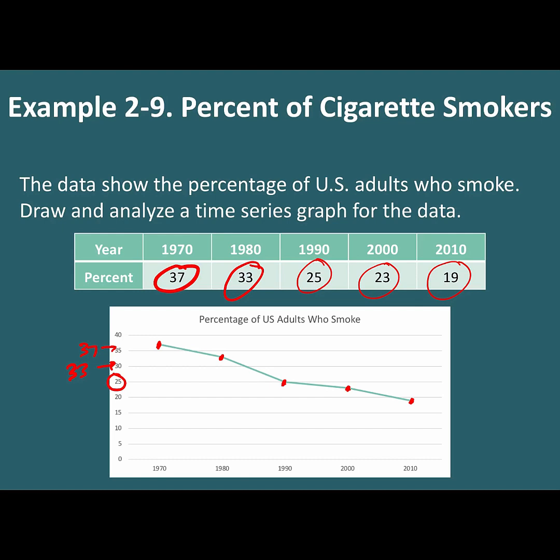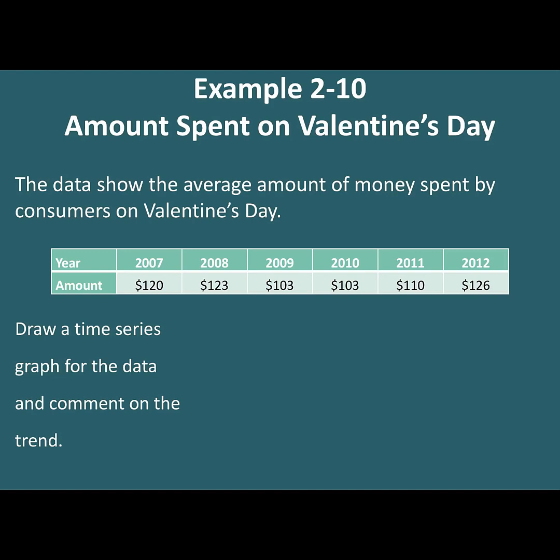Let's do another one. Here's the data that shows the average amount of money spent by consumers on Valentine's Day. 2007, it was 120 on average. Then it went up to 123. Then a bit of a drop to 2009 with 103. Leveled out at 103, and then it started climbing back up again. So that time series graph looks like this.